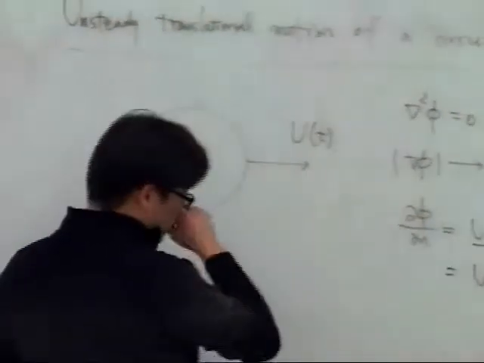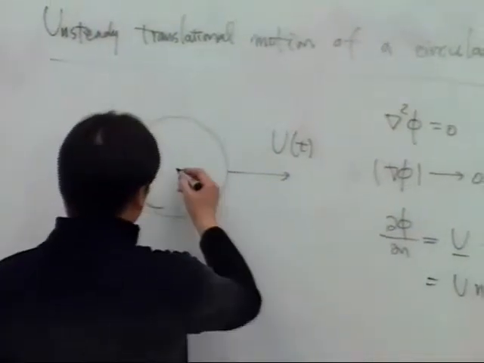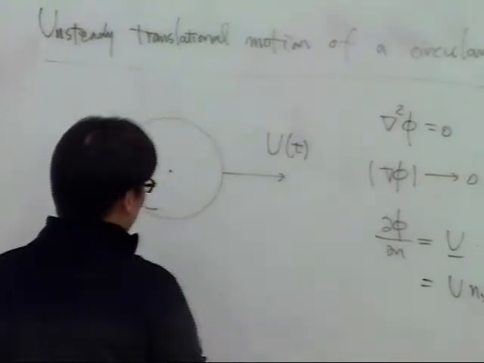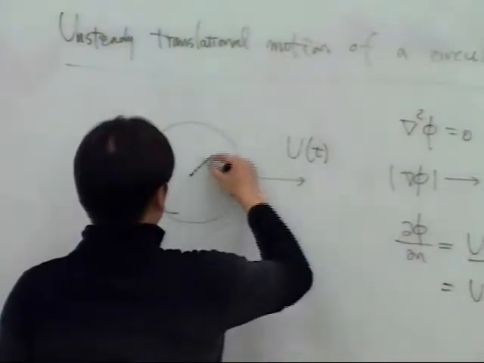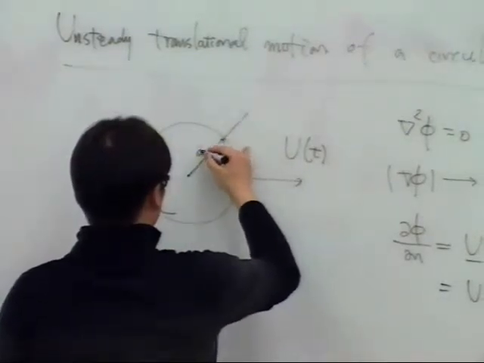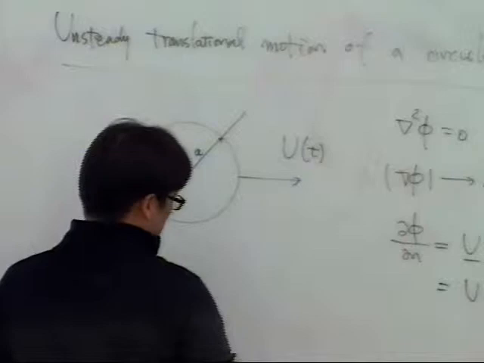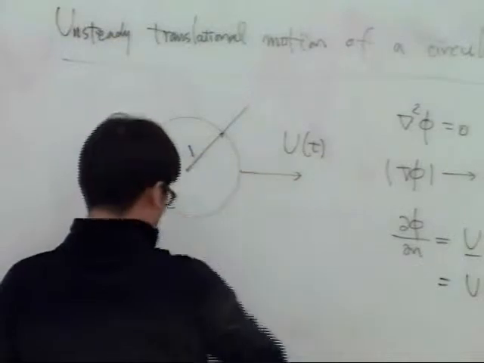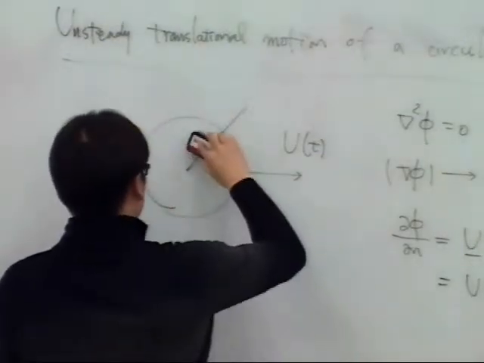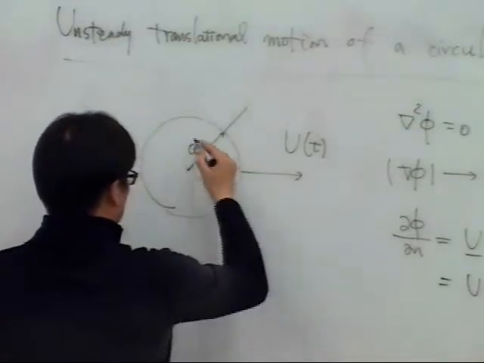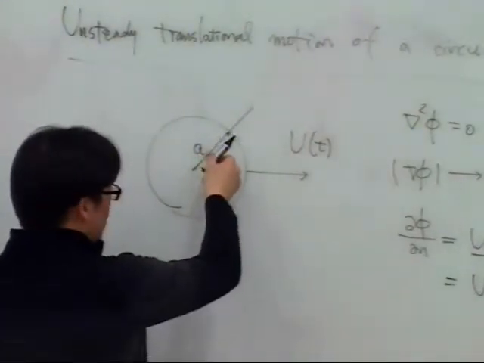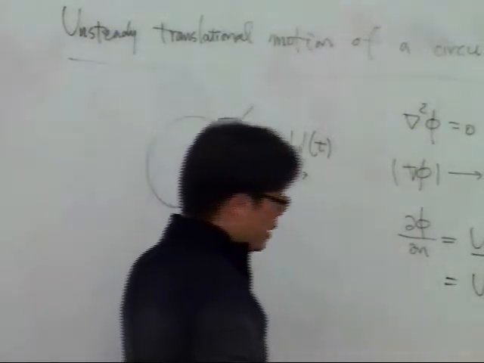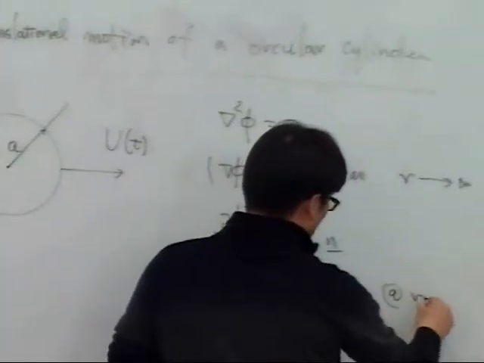And in this particular problem, we use a moving coordinate, a coordinate system which is fixed in the cylinder. So in that case, this radius is still a, and I think I use r, or I forgot, but I think I use a. So the radius of the cylinder is always the same as a, at r equal to a.